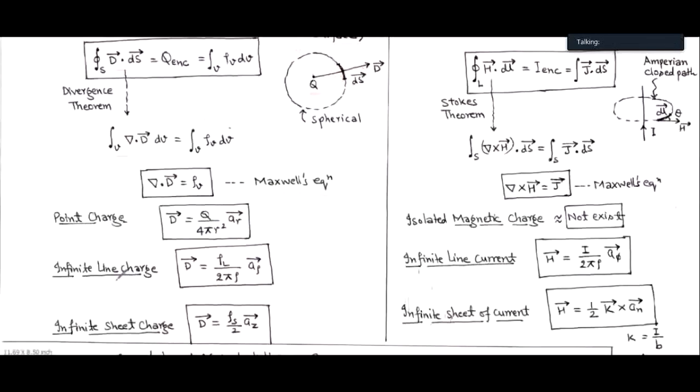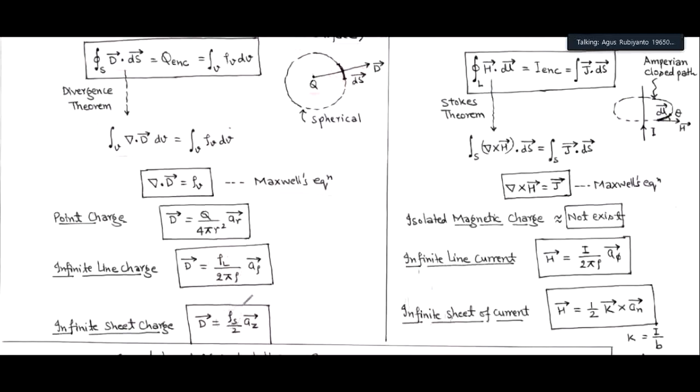And in case of infinite line charge, the electric flux density D vector is rho l upon 2 pi rho unit vector rho. Here rho is the radius of a cylinder, that is a line, and rho l is the line charge density. In case of infinite sheet charge, D vector is rho s upon 2 unit vector z. Here rho s is surface charge density.